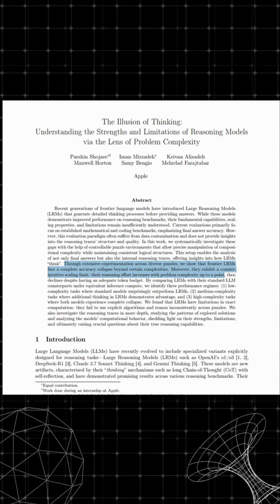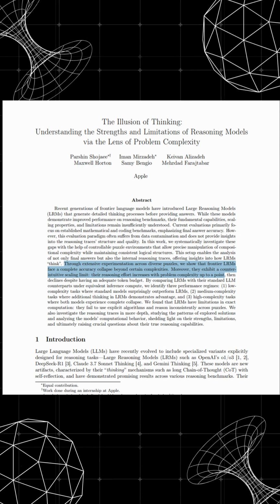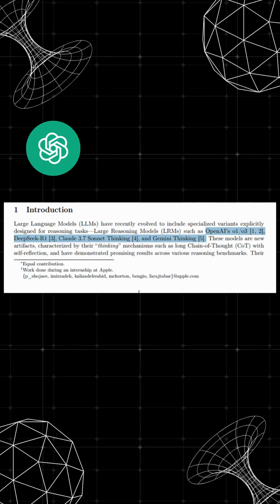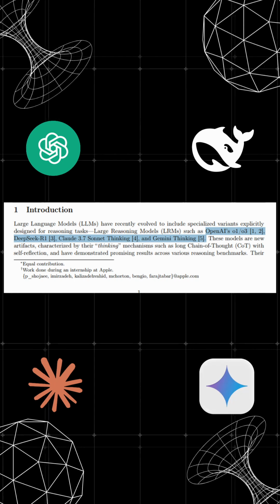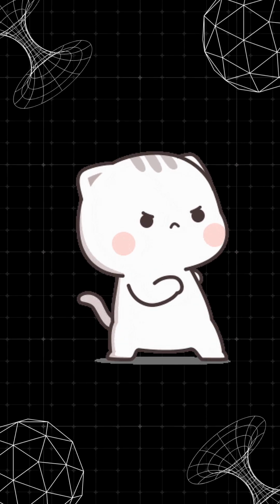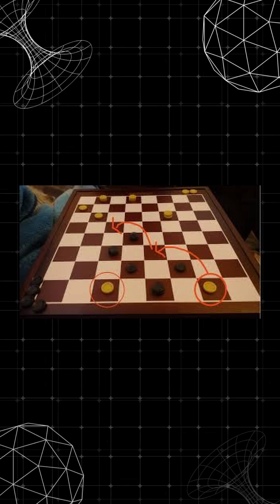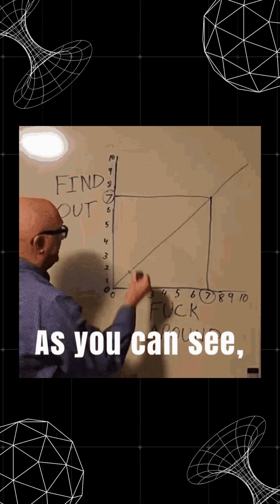Apple has published a research paper titled The Illusion of Thinking, in which they test the reasoning capabilities of AI models. They evaluated large reasoning models such as OpenAI's O1, O3, DeepSeek R1, Claude 3.7 Sonnet Thinking, Gemini Thinking, challenging them with classical puzzles like Tower of Hanoi, Checkers Jumping, River Crossing, and Blocks World. Here is what they discovered.